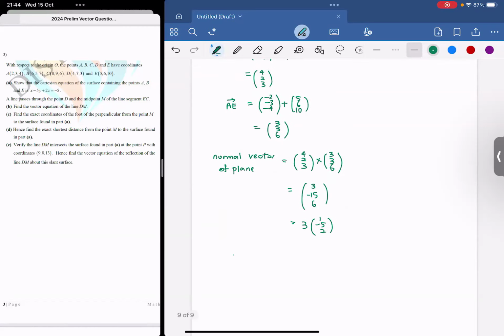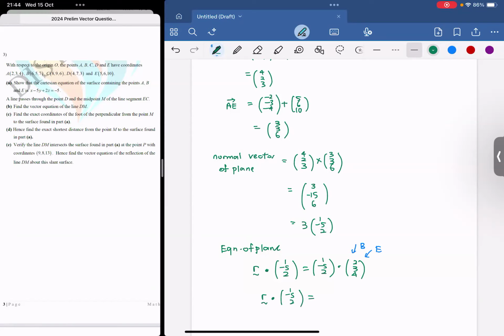So we now know that the equation of plane will simply be r dot 1, -5, 2 equals 1, -5, 2 dot a point. I use back 2, 3, 4. How to check whether this is correct? You can either put point B or point E here. They must give you the same number. If you put point B and point E, they give you different number, means your normal vector is incorrect.